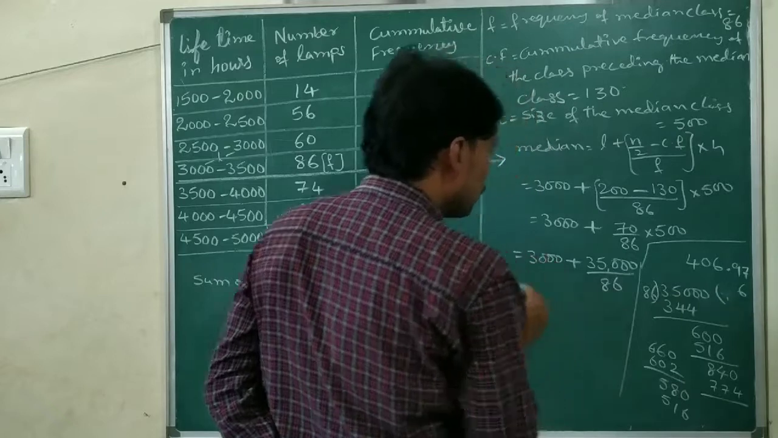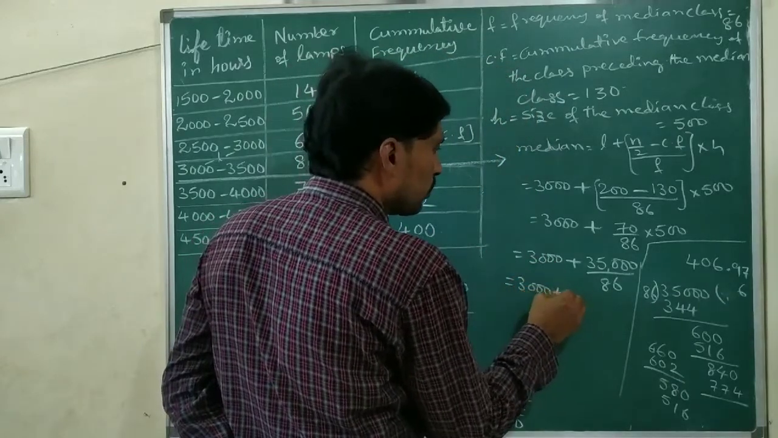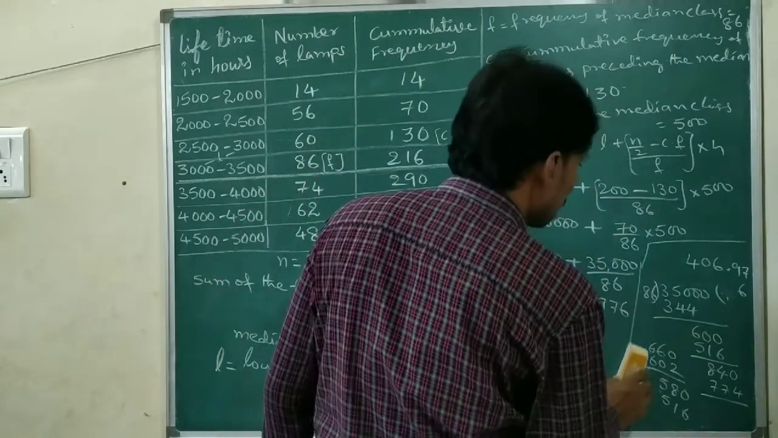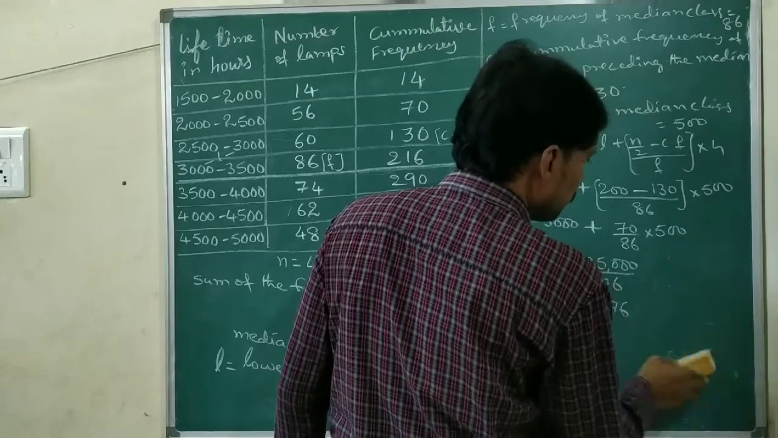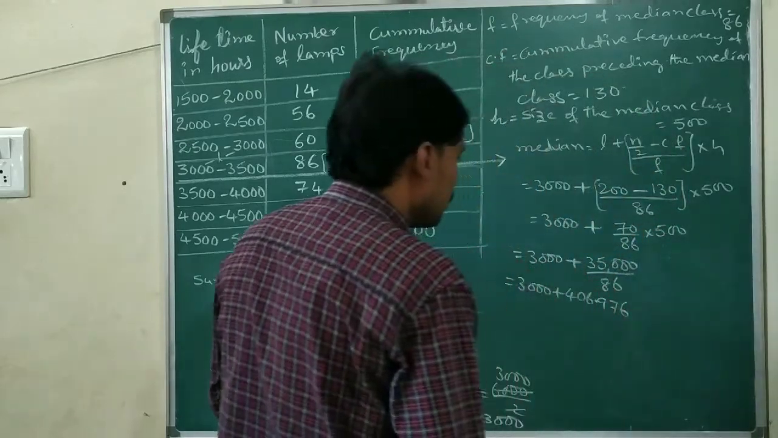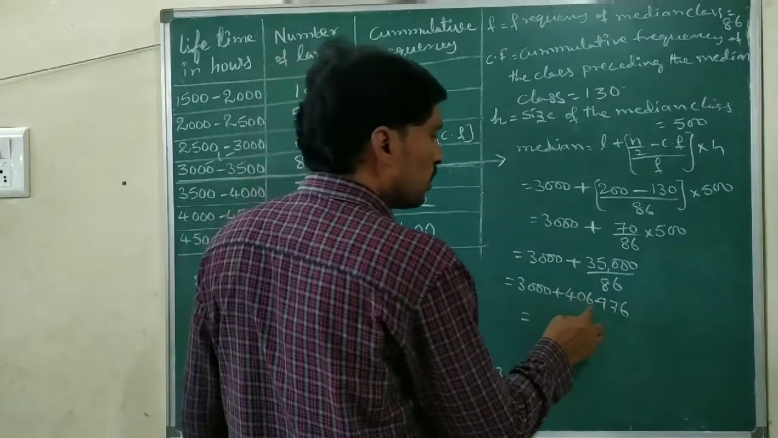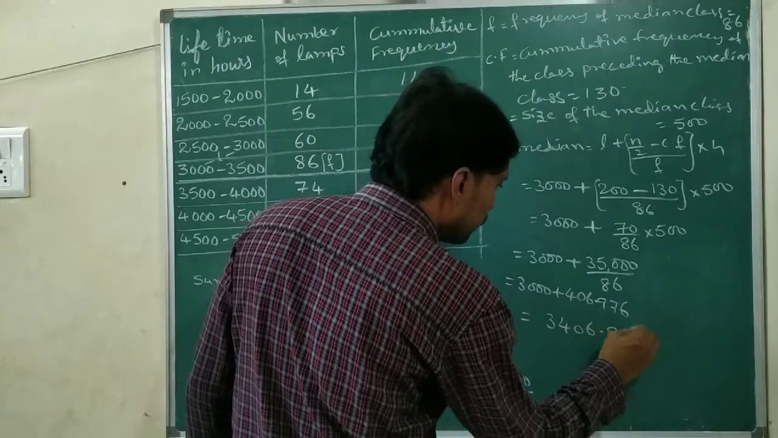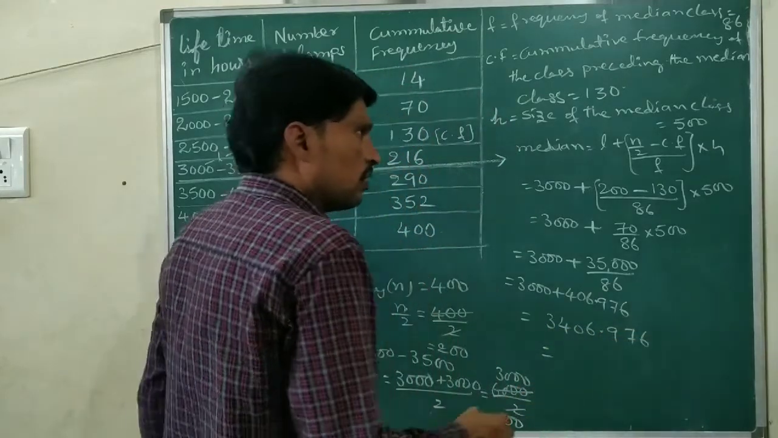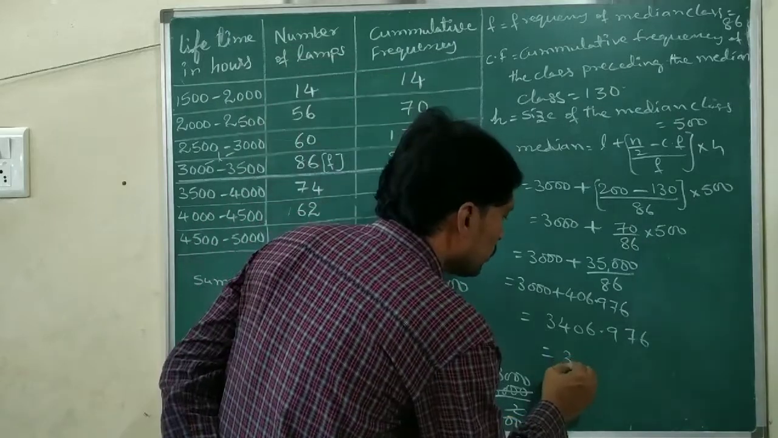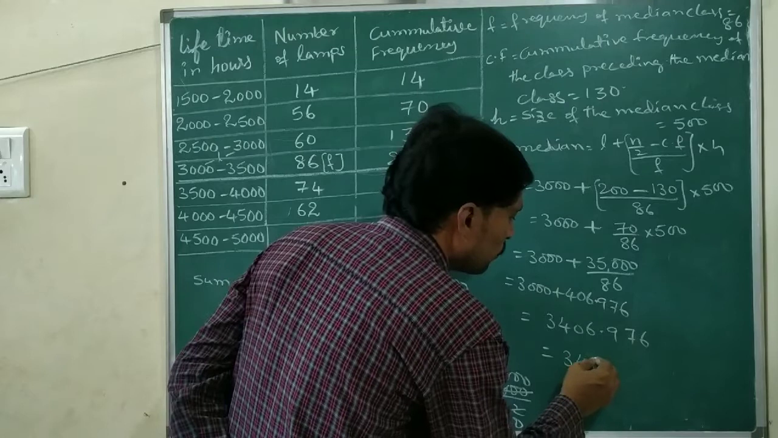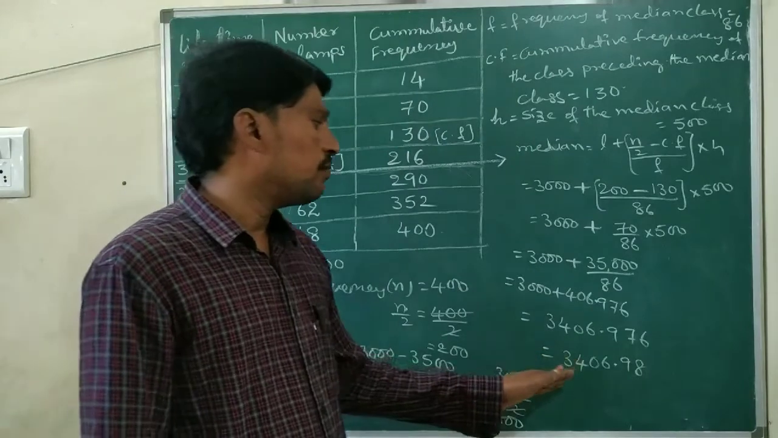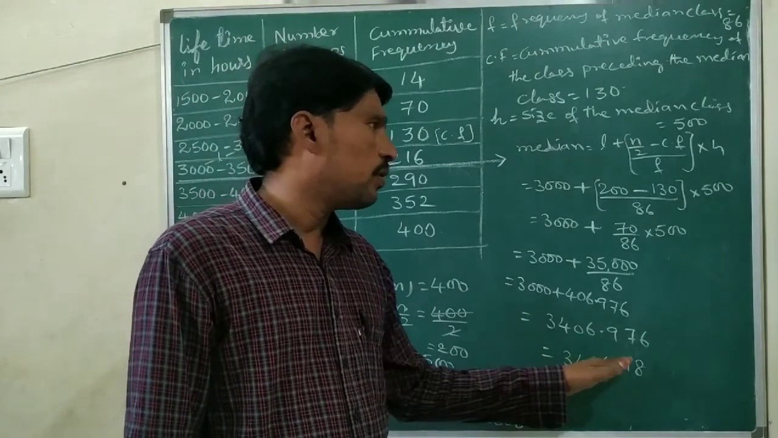So this value we got here: 3000 plus 406.976. That equals 3000 plus 406.976 is 3406.976. An approximate value we need to take, 3406.98. So the median lifetime of a lamp is 3406.98.